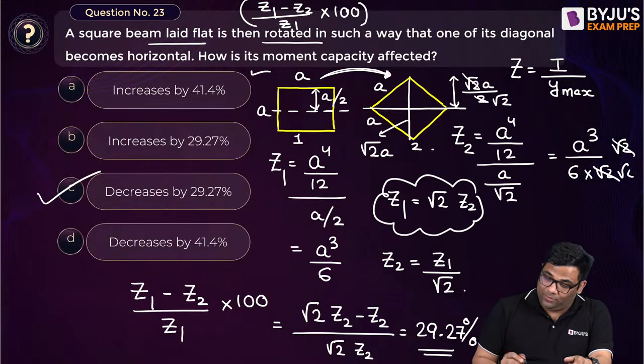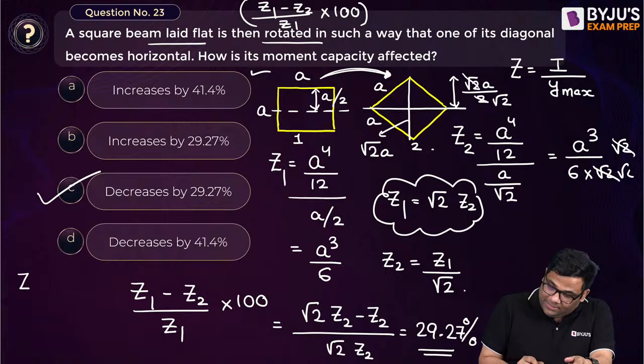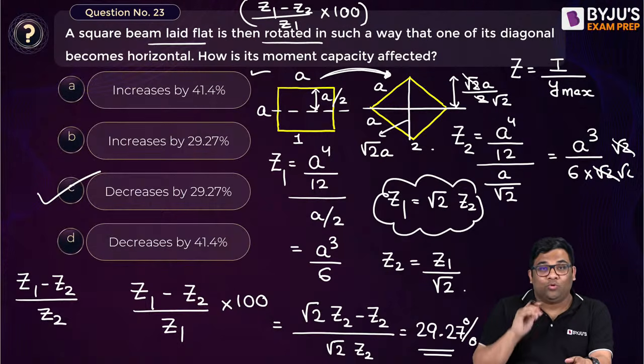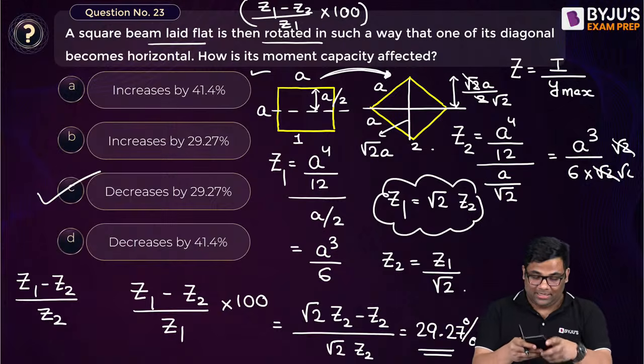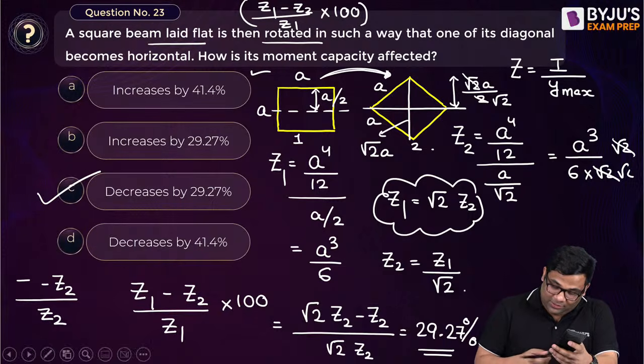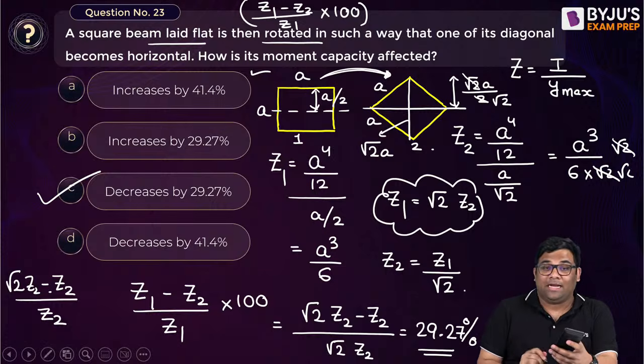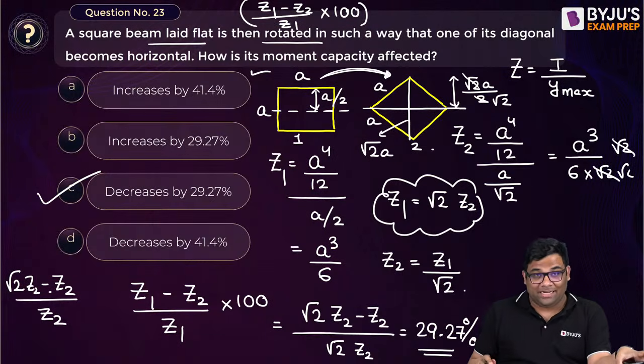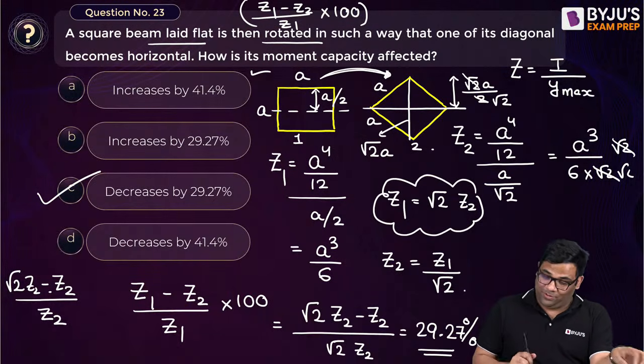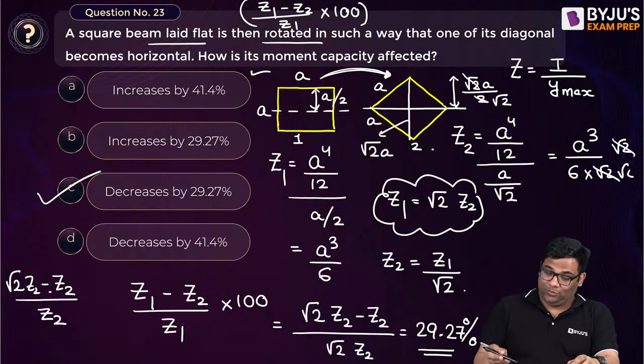If it is from 2 to 1, then I can say Z1 minus Z2 by what? By your Z2 only, right? If it is from 2 to 1, how much will I get? In that case, this will be root 2 Z2. So how much will I get? I will get 41.4% increase, right? Yes, 41.4% increase. So remember this.